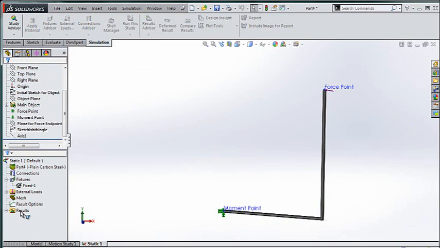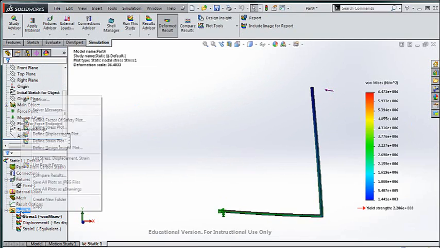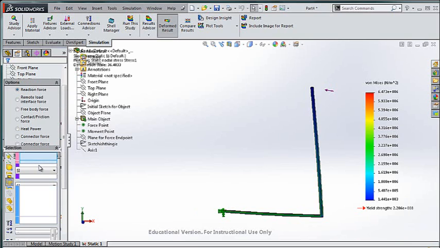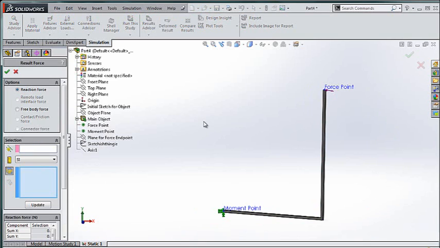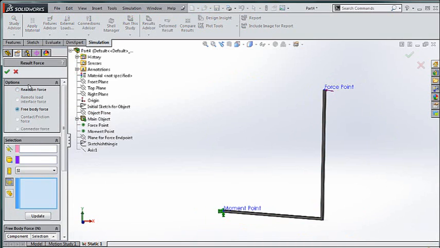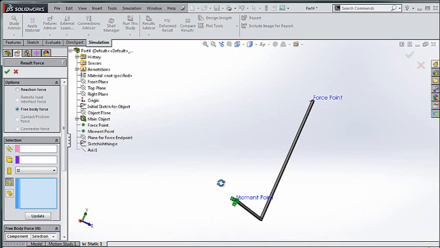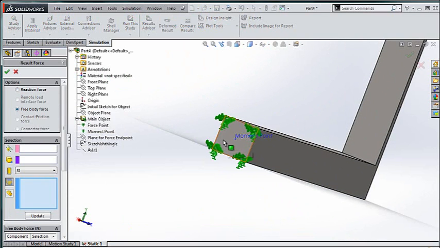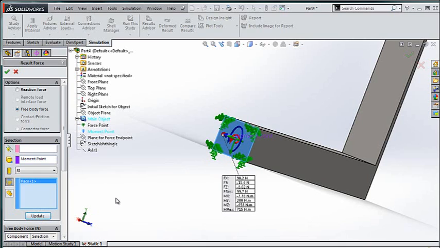There we go. Right click results. And hopefully we'll get some kind of result for us. I'll wait a couple minutes while SolidWorks catches up with what I'm doing and hope that it doesn't crash. I should have saved it, but I didn't. Click Free Body Force. I'm going to come over here now. Click on here. I want to know the moment point with that face. Update, and there we go.